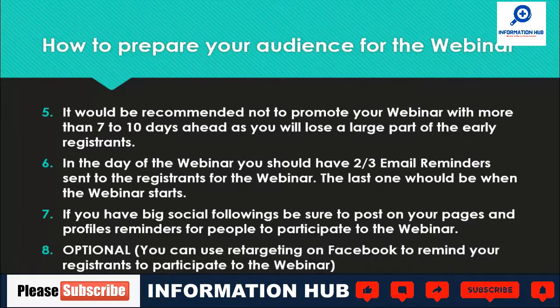Now, an optional thing that you can do, and a lot of people who conduct webinars on the web right now are doing this successfully, is retargeting, for example on Facebook, but you can use retargeting also on Google and other ad platforms. They use retargeting on Facebook to remind their registrants to participate in the webinar. This is optional, because you already remind them through the email sequence that you have created.